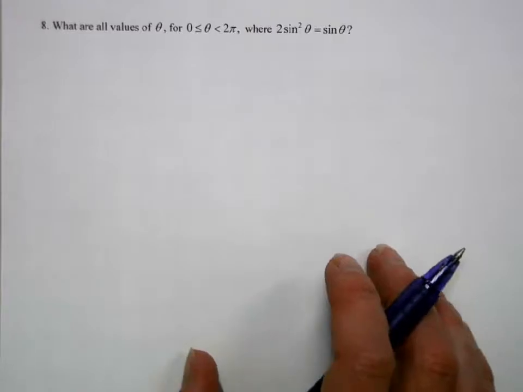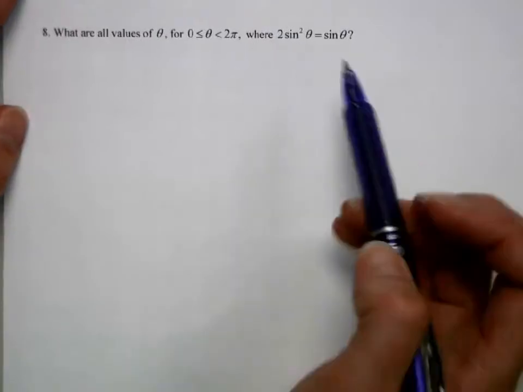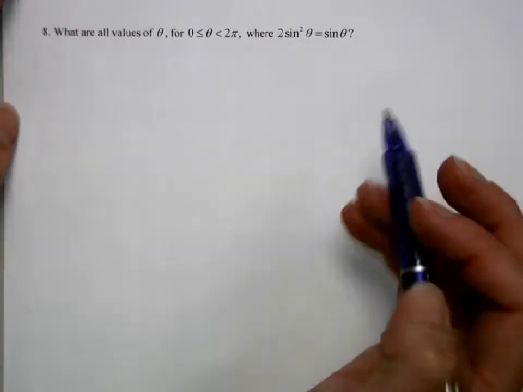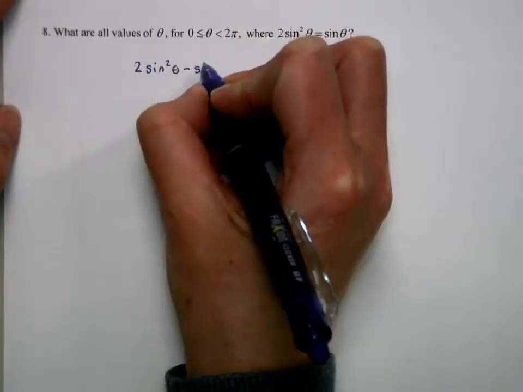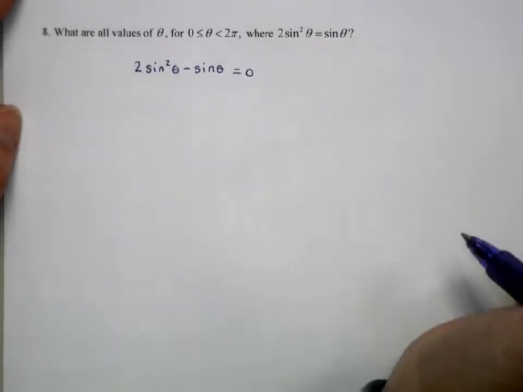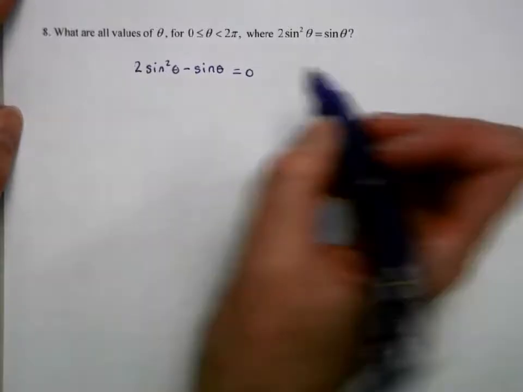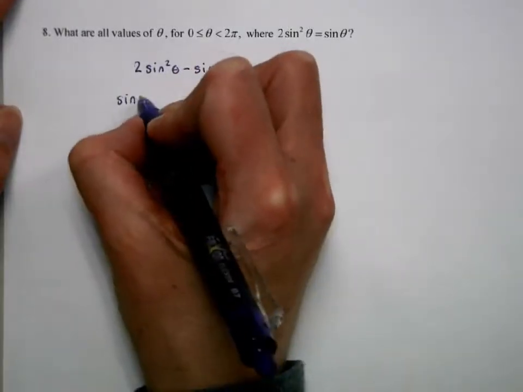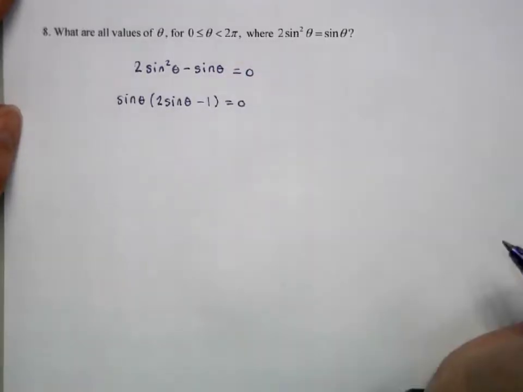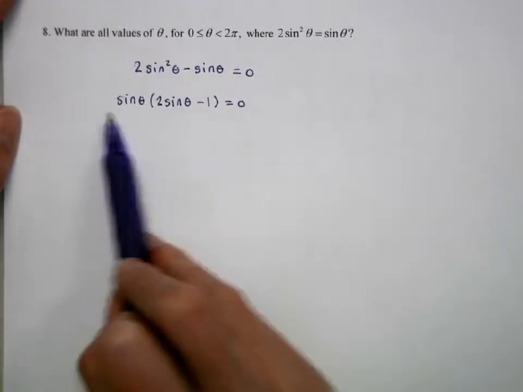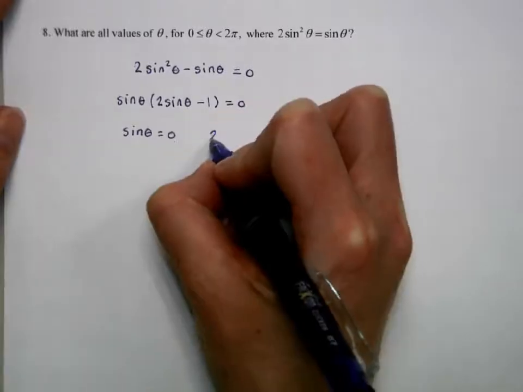Next, same range, but we're looking for where 2 sine squared theta equals sine of theta. To do this one, I'm going to go ahead and subtract that sine of theta, because now I have an equation equal to 0, which when we're dealing with quadratics is quite helpful, because then we can factor. In this case, we can factor out a common factor of sine. Zero product rule says if this is 0, the whole thing's 0. If this is 0, the whole thing's 0. So either sine of theta equals 0 or 2 sine theta minus 1 equals 0.